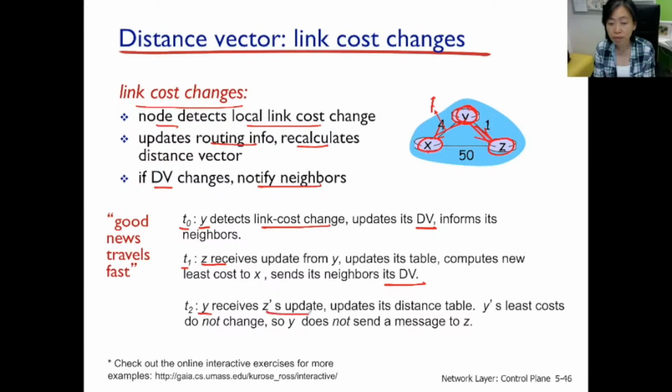And y is going to receive z's update. z says the shortest distance to x from me is 2. And y sees that, hey, I don't have a direct connection, but my shortest distance is already 1, right? Your shortest distance to x is 2, plus the link cost from y to z. This path is not better. So y will not discover a better path to x. Therefore, the distance vectors stay the same.